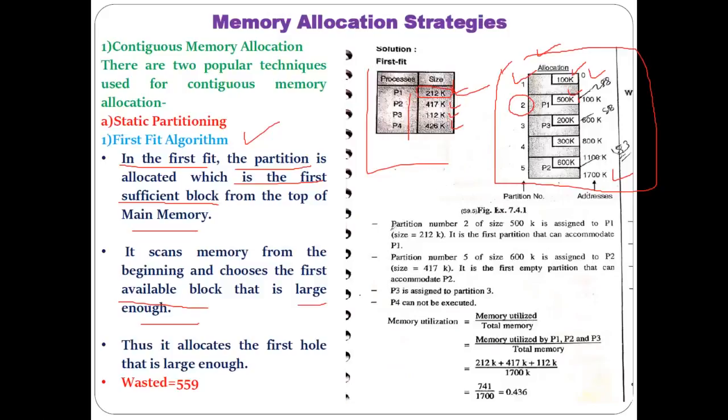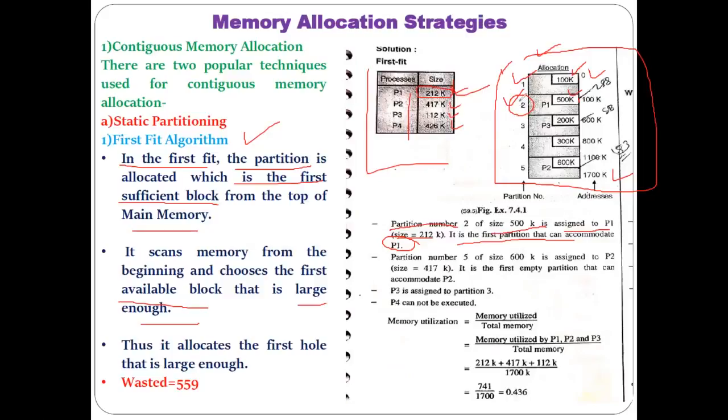That is the reason partition number 2 of size 500K is assigned to P1, which is size 212K. It is the first partition that can accommodate P1. Understood? That is the reason it is mentioned in first fit that the partition allocated is the first sufficient block. This first block is not sufficient to hold P1. This second partition is the sufficient block to hold P1, so P1 will be allocated in this second partition. And why it is called first fit, you must have understood here.